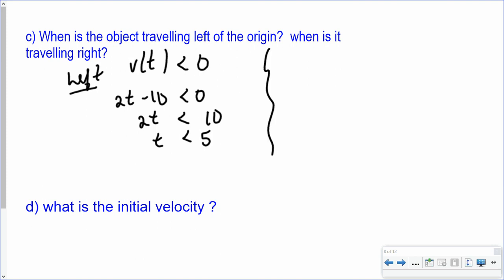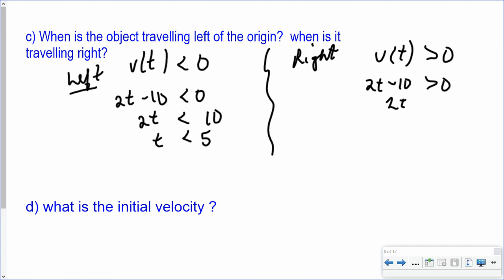And for right, when is it right? Well, you probably can figure it out. It's when the velocity is greater than 0. So when the velocity is positive, it's traveling right of the origin here. So that's solving this inequality: 2t - 10 is greater than 0. 2t is greater than 10. t is greater than 5.